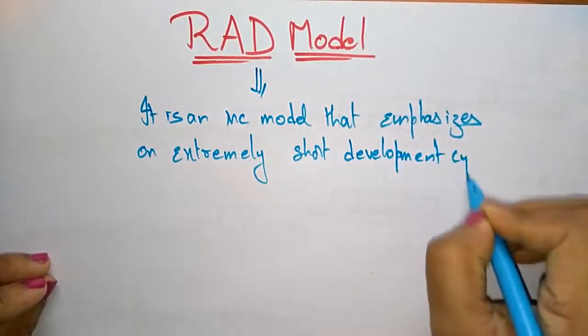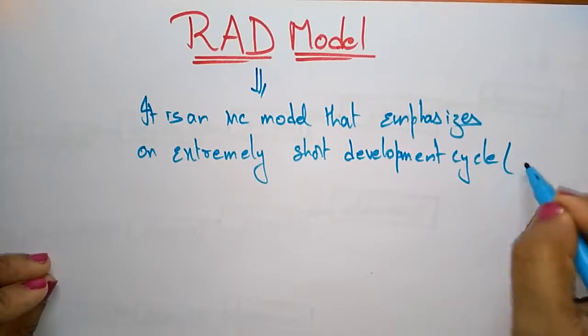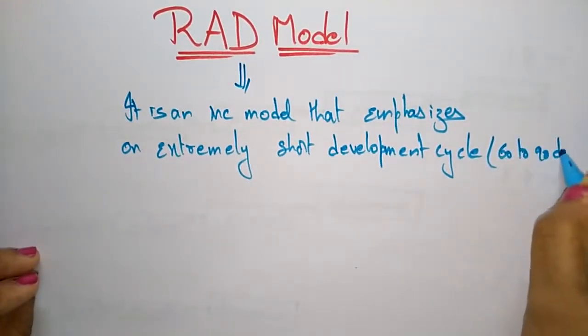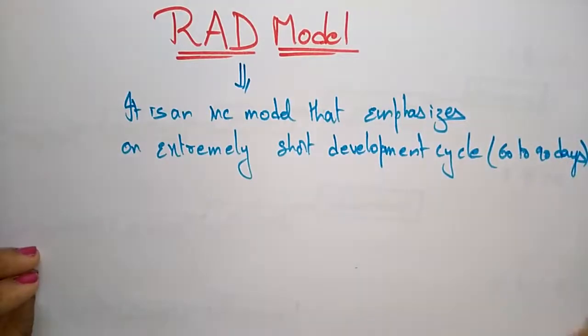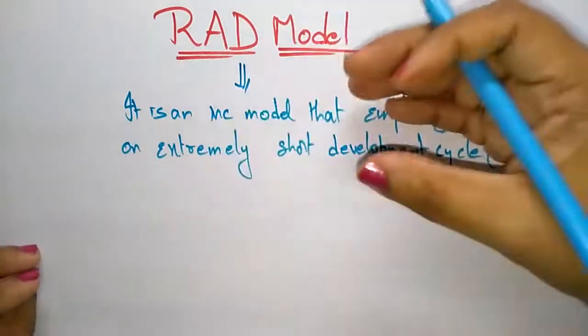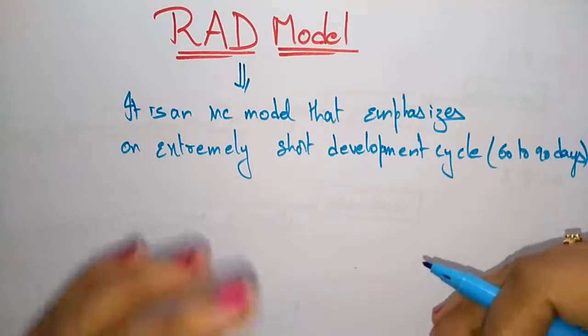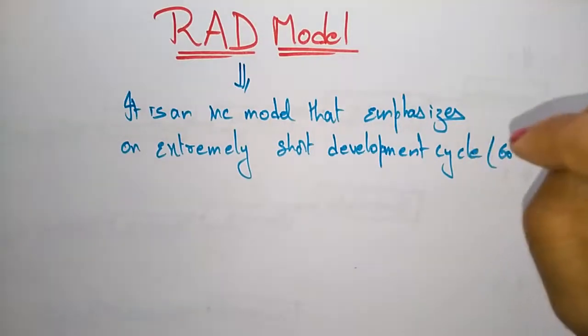The development cycle is, for example, 60 to 90 days. If you want to develop a product within these 60 to 90 days, it's better to go for the RAD model for implementing the project, for communication, planning, modeling and construction deployment. It's better to go for the RAD model rather than using the incremental model.